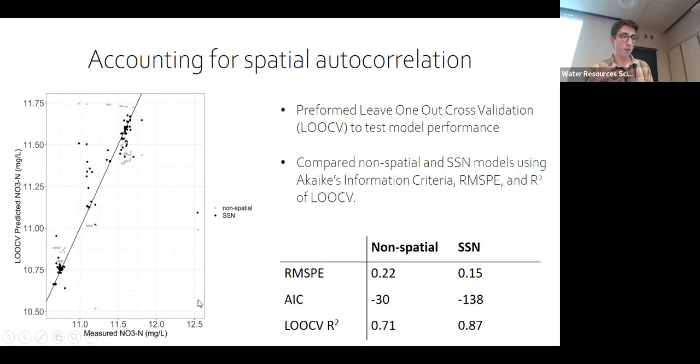And we compared the two models using a variety of tests: the Akaike information criterion, the root mean squared error, and the R squared of this leave-one-out cross-validation plot. And we see that in each instance, the spatial model better accounted for the variability that we're seeing in what we've measured.